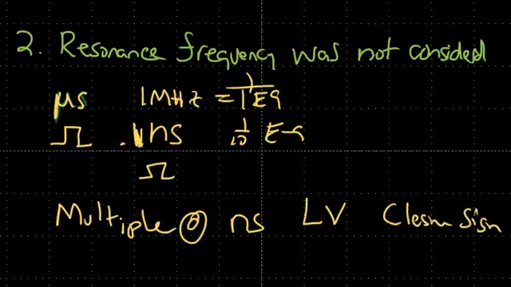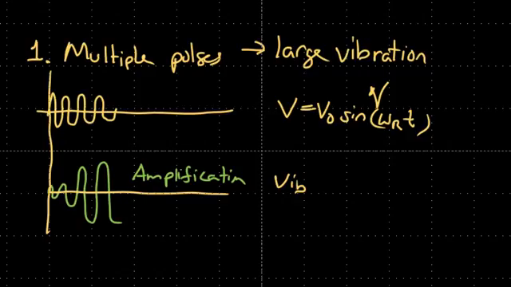So this was the second part. The resonance was not considered. Multiple pulses were not considered to get a larger vibration. But both of these sort of go hand in hand. The next question which was given was that another consideration to get reasonable and repeatable results was the practical experimental assembly, you could say.